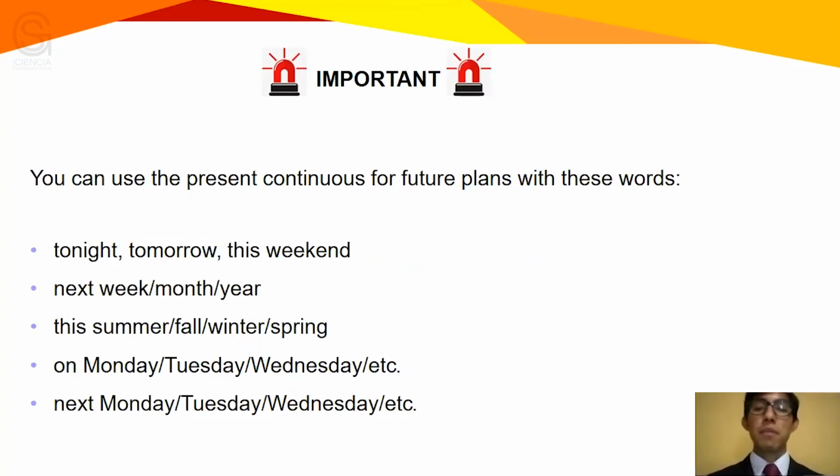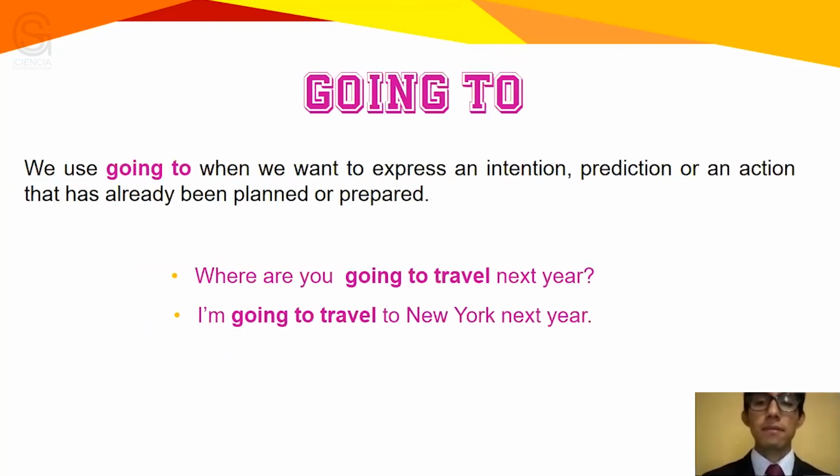There is an important note here, and it's that you can use the present continuous for future plans with these words, or as we call them, time expressions. Tonight, tomorrow, this weekend, next month, next week, next year, this summer, fall, winter, or spring, days of the week, on Monday, Tuesday, Wednesday, or next Monday, next Tuesday, next Wednesday, etc.